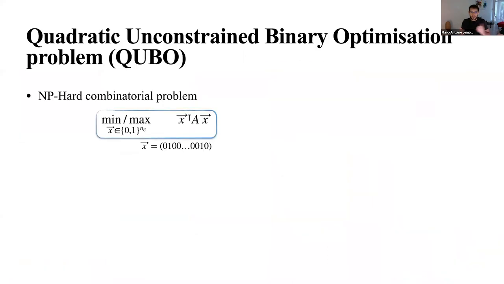So let me first introduce properly what is the problem that we're going to be solving. So this is the well-known quadratic unconstrained binary optimization problem, or for short, QUBO. So it's a combinatorial problem that is NP-hard to find the exact solution. It has a very simple mathematical form, which is to minimize or maximize this quadratic expression here, x transpose A x. So x here is a vector of binary variables. So each classical variable is a 0 or 1. And the goal here is to find what is this bit string that minimizes this expression. And A is the matrix that defines the problem.